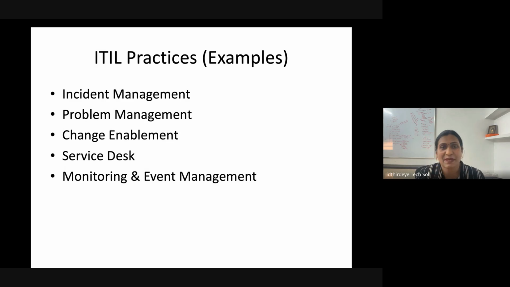As for the best practices in ITIL, once you get into the IT service industry, different teams are formed. You will have an incident management team, problem management team, change management team, service desk team, and monitoring and event management team.